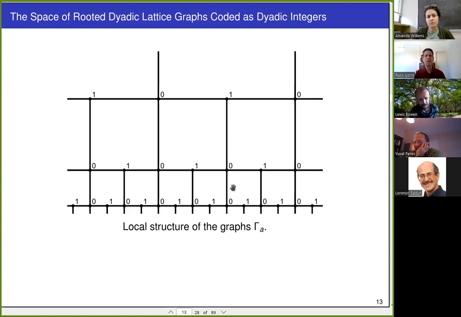So I need a good way to talk about the space of these graphs. So I want to give a coding. The first thing is, for every vertex, I'm going to associate a bit, 0 or 1. Very simple. If the degree is 4, it's 0. If the degree is 3, it's 1.